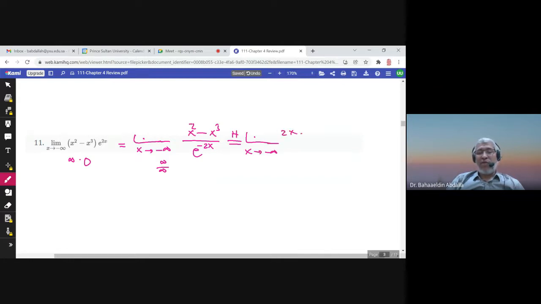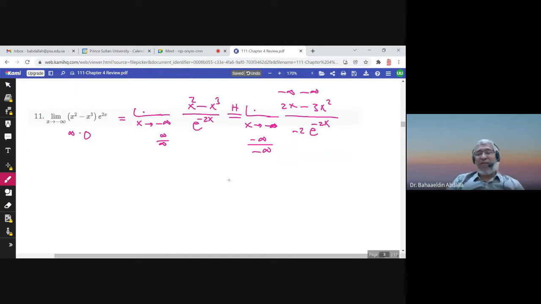Derivative of x squared is 2x. Derivative of x cubed is 3x squared. Derivative of e to the power negative 2x is this one. If I replace x by negative infinity, this would be negative infinity. And this is negative infinity squared, infinity. Minus 3 infinity means minus infinity. And minus infinity times minus infinity is negative infinity. Over e to the power negative infinity, e to the power infinity is infinity times negative 2. That's negative infinity. So I have infinity over infinity again. So I can use L'Hopital's rule for the second time.